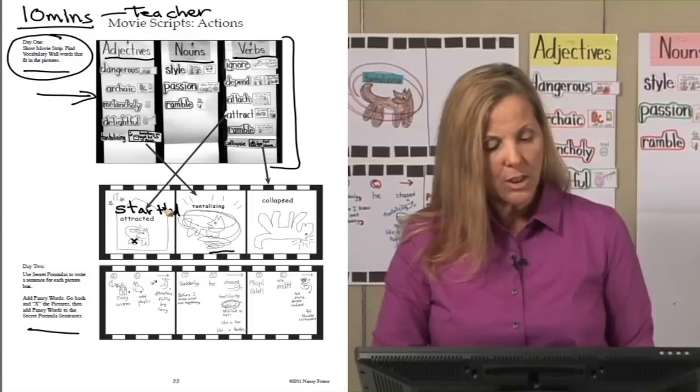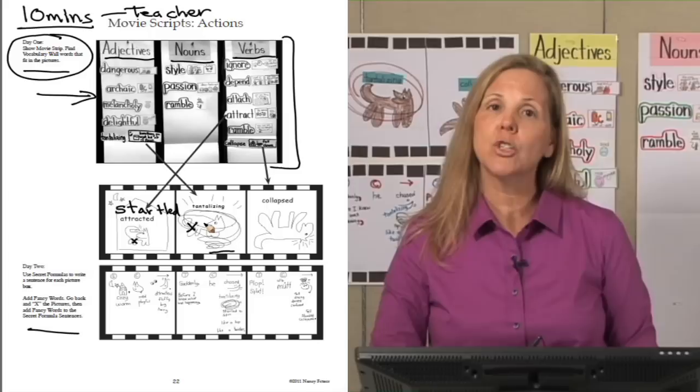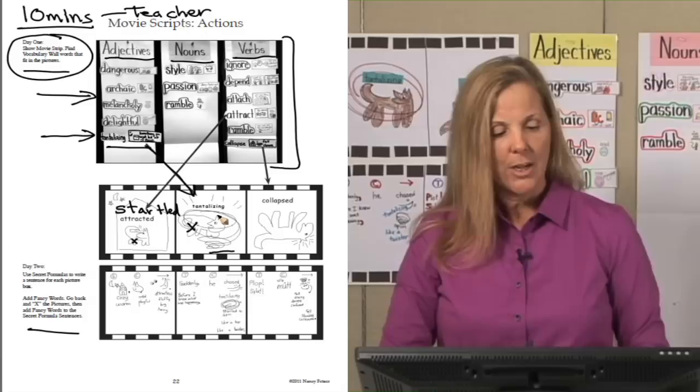What's the most important thing in this box? The dog again, but what on the dog is important? Let's get a little bit more detailed. Ooh, his tail. We're going to look at describing his tail. On your page, you'll notice that we had the word tantalizing. So we chose tantalizing to describe his tail.